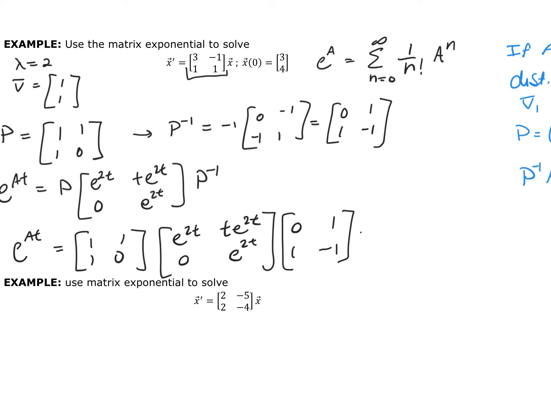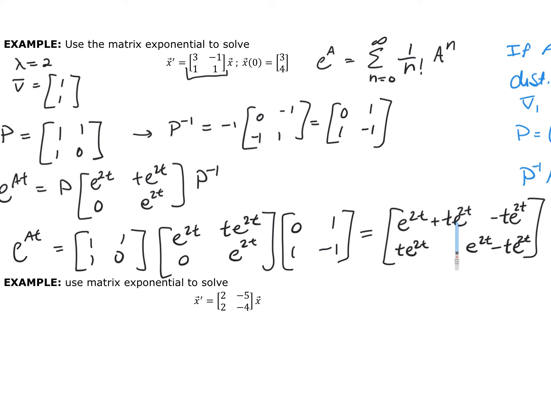And when I get totally done, I'm going to get my e to the at to be equal to e to the 2t plus te to the 2t, minus te to the 2t, te to the 2t, and then my last position is e to the 2t minus te to the 2t. Now, as a quick check, we know this should be the identity matrix if t equals 0, and if I put t equals 0, this will go to 0, this will go to 0, this will go to 0, this term will go to 0, this will become 1, and this will become 1. So it's a really nice check.